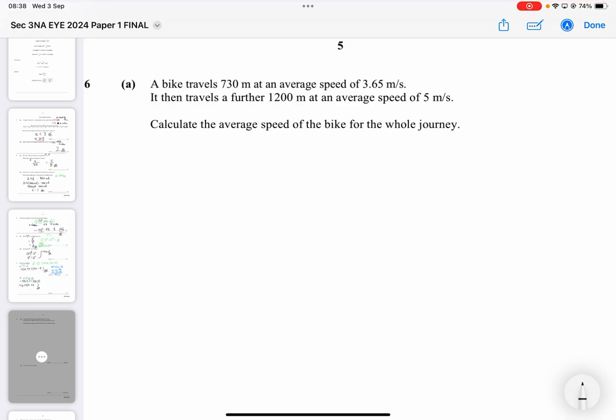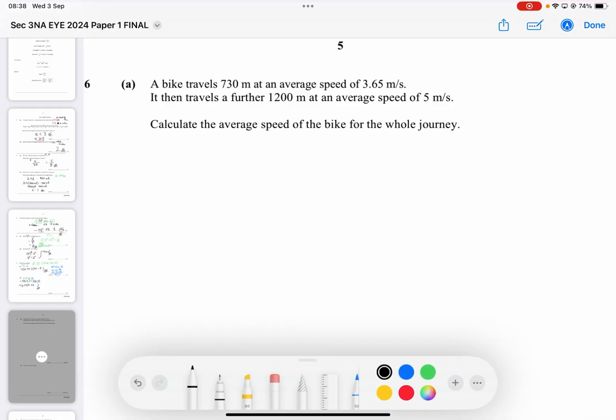Okay, question 6. Got story. Then you must read the story and understand the story. A bike travels 730 meters at an average speed of something. Then it travels a further 1200 meters at an average speed of something. So there are actually two parts of the journey. If I'm going to draw it out, there is one part of the journey, then a second part of the journey. The first part is 730 meters. The second part is 1200 meters.